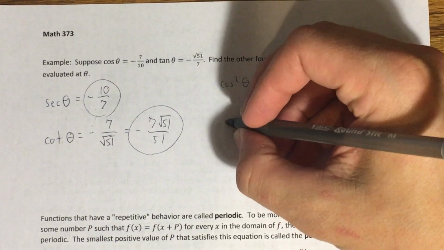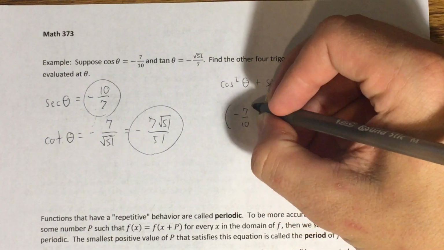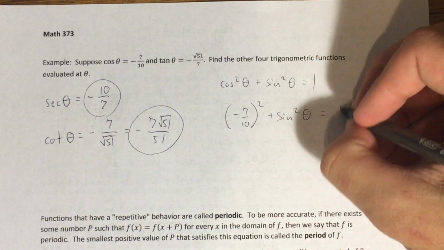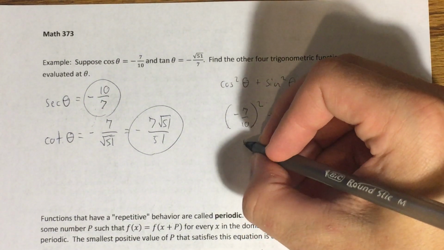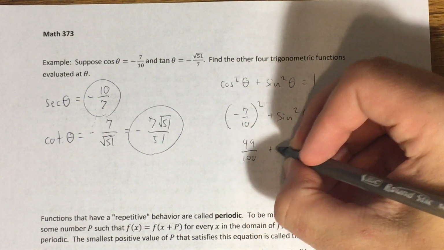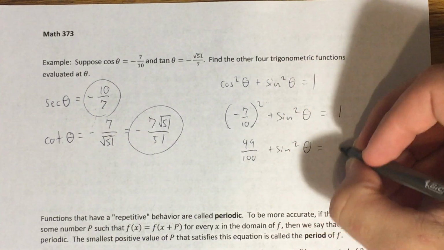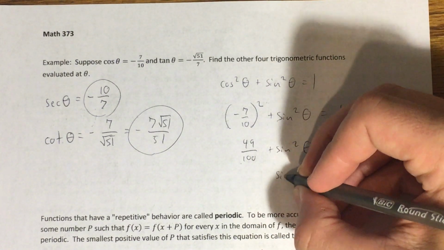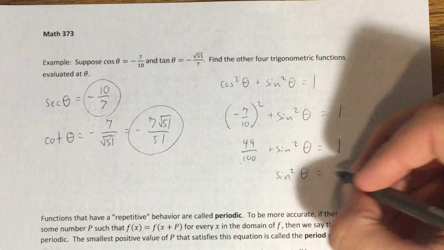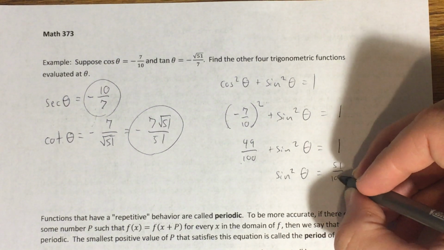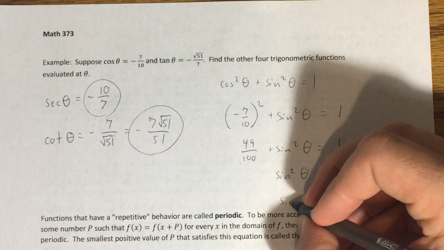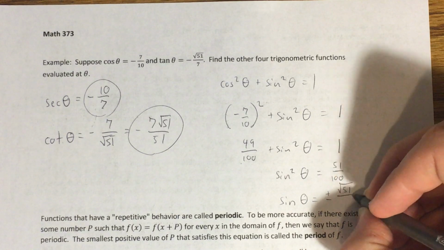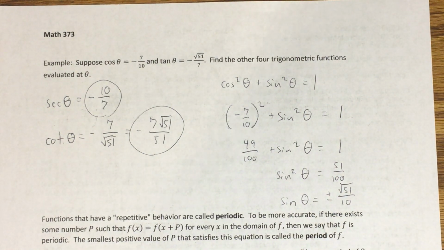So cosine of theta is negative 7/10. I'm squaring that, plus sine squared of theta should equal 1. What is negative 7/10 squared? It's 49 over 100. That's going to equal 1. If I were to get common denominators and subtract 49 over 100 from both sides, I'm going to get sine squared of theta equals 51 over 100. And here's where we take that square root. Sine of theta equals, remember this is plus or minus root 51 over 10. That's the square root of 51 over 100.